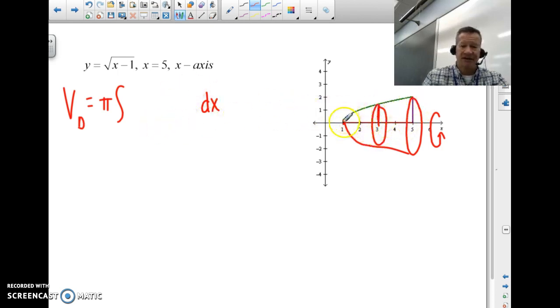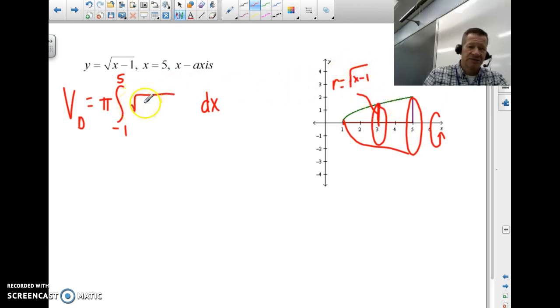The region spans from -1 over to 5. Notice they're x values because I'm integrating with respect to x. This value of r goes from the function square root of x minus 1 down to 0. So radical x minus 1 minus 0 is simply radical x minus 1. So square root of x minus 1, pi times the radius squared, and there's the integral for that.